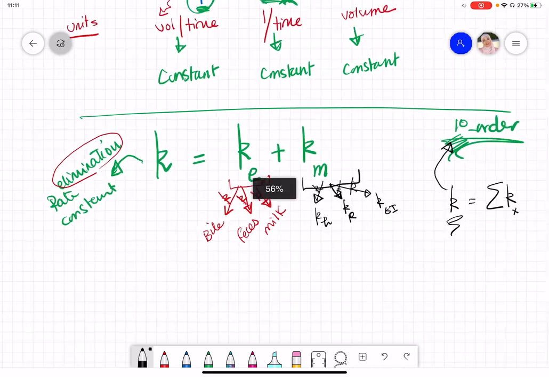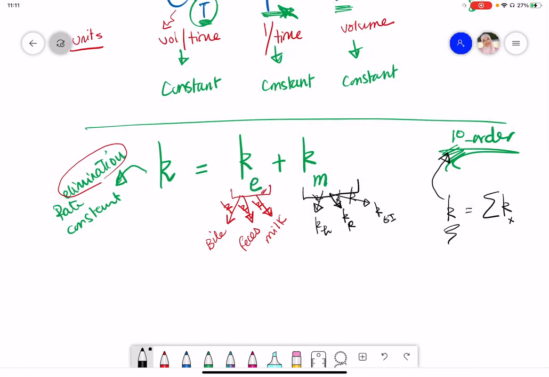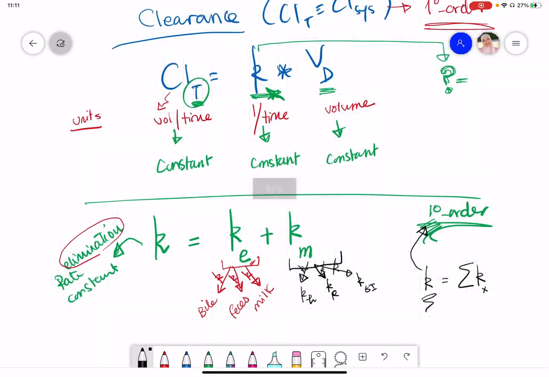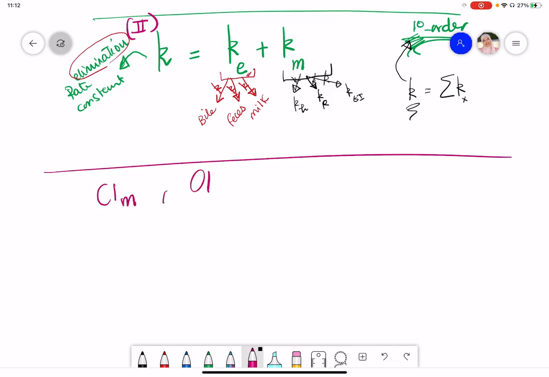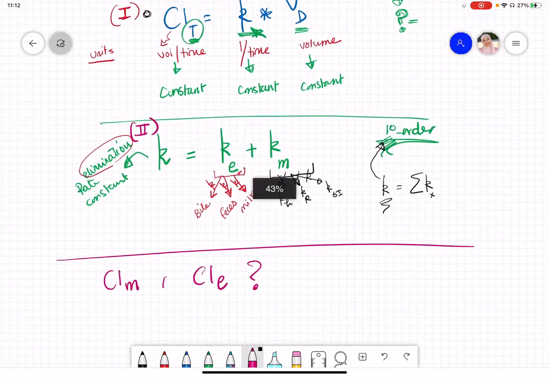Okay, if we know this that we already mentioned earlier, and we know this equation, can we accordingly determine the metabolic clearance or the excretion clearance, knowing both of those equations?